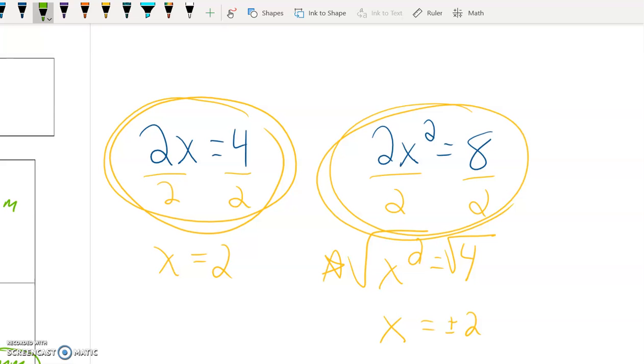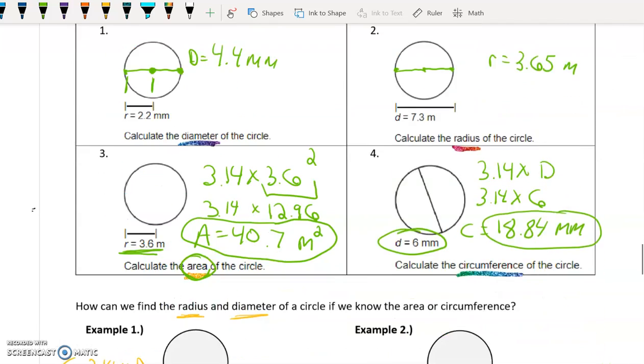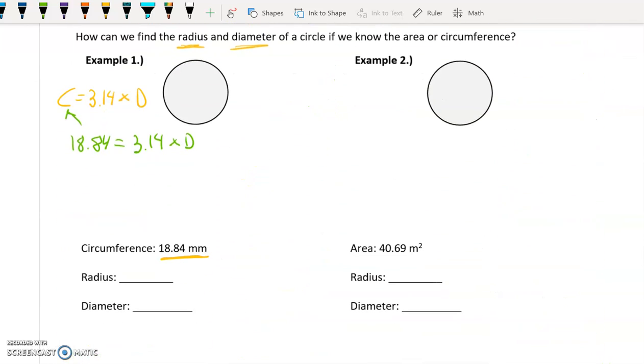We divided out the 2, and that left me with x. So if I come back over to this problem, that's really all I have: this number times a variable equals this number. So if I want to get diameter by itself, what's the opposite of multiplication? The opposite of multiplication would be division.